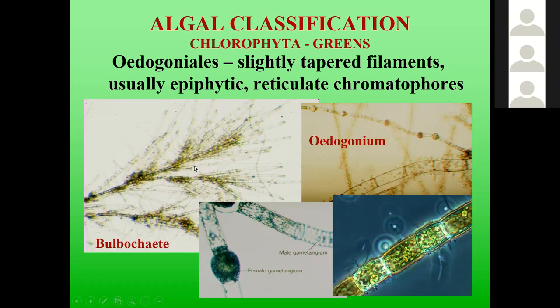Bulbochaete, very commonly growing on reeds in shallow water. You ever see that sort of fringe of green growing on a stem of a bulrush? That's usually Bulbochaete.